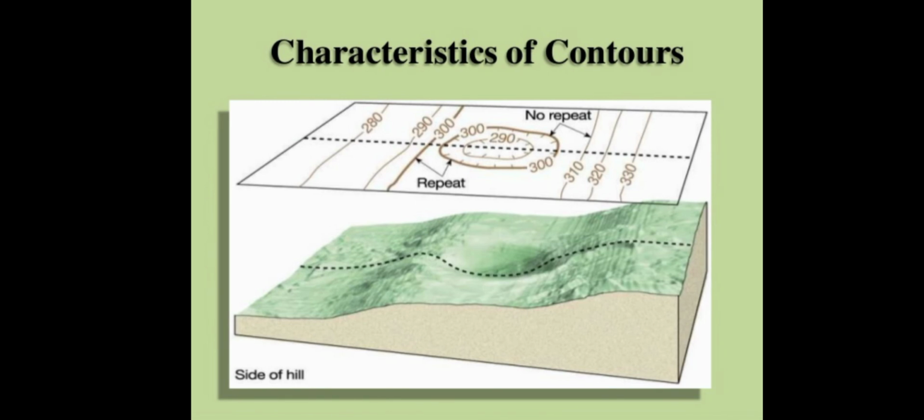Here also you can see in the image, characteristic of the contour, no repeat: here you can see 300 is on the top and then 310. Here there is no repeat, but in the repeat section it has given 300 already in the round shape, and in the sloping line shape also 300 is there, which shows the land going upward and downward in the contouring. So repeat and no repeat also matter.